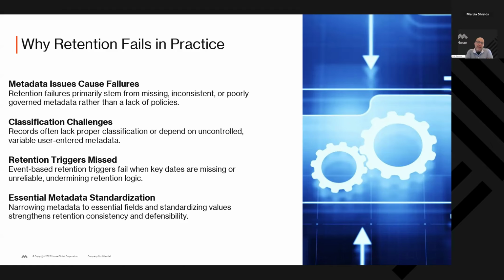In Gimmal Records, retention is only as strong as the metadata that we use to classify the records. If that metadata is incomplete or ambiguous, retention becomes inconsistent, which introduces all that risk. So the question we are really trying to answer is what metadata is truly required to defensibly apply retention?